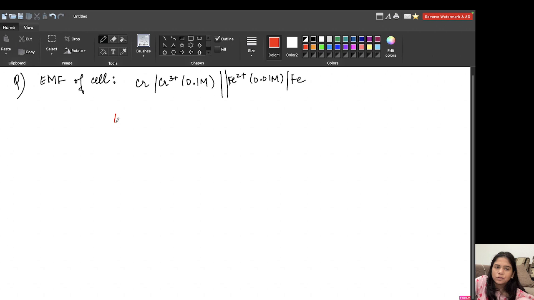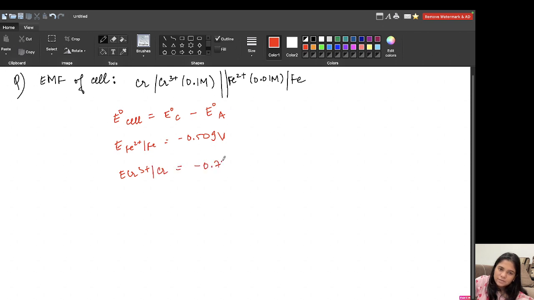How do we find EMF? You remember the formula, right? E naught of cell is equal to E naught of cathode minus E naught of anode. Here we already found earlier, in the last two questions, this is a continuation of them. We know that E of Fe2+/Fe was minus 0.509, both reduction potentials I am taking, and E of Cr3+/Cr was minus 0.770.